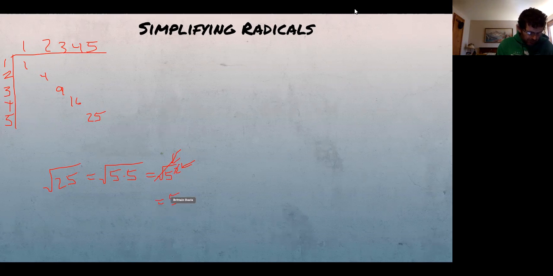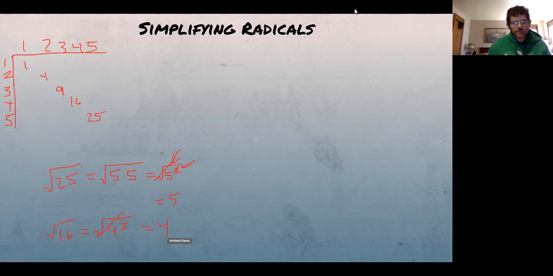Another way of thinking about this is if I had the square root of 16, that would be the square root of 4 squared, and these cancel each other out, and we're left with 4. So these perfect squares are going to be really important, because now I'm going to ask you the square root of 52.